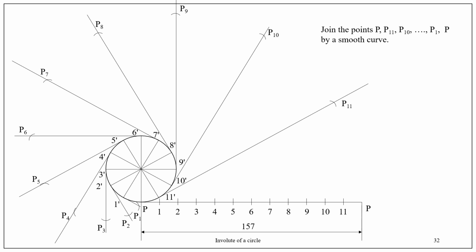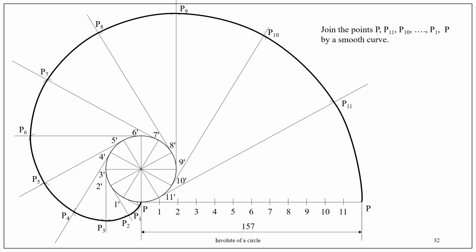While obtaining points P11, P10, P9, etc., if the length of the tangential line drawn is short, it can be conveniently extended. We have already obtained the various points. To complete the involute, join all these points using a smooth curve. This curve is the involute of the circle.